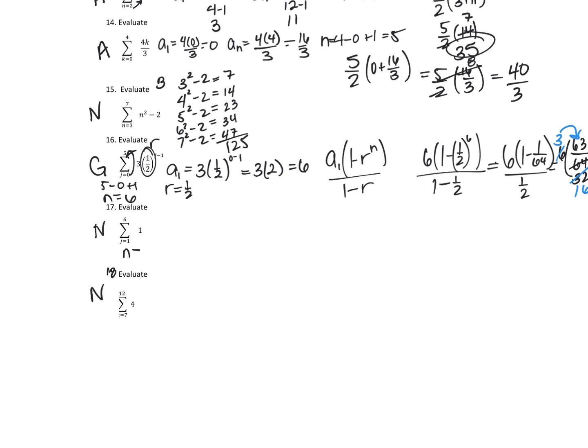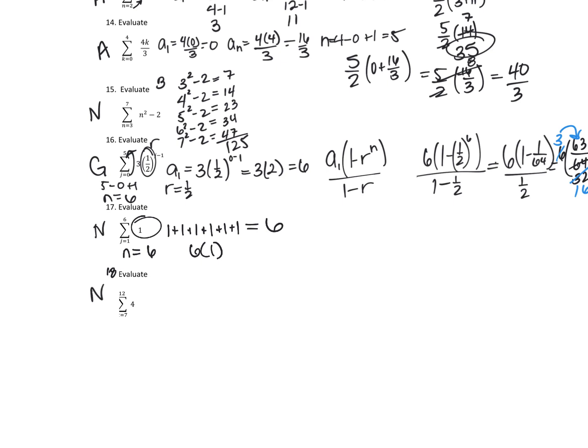Now number 17 and 18 are some of my favorite. My n here from 1 to 6 is 6. And so it's 1 plus 1 plus 1 plus 1 plus 1 plus 1, 6 times, that equals 6. So the shortcut is to multiply my rule times my number of terms.